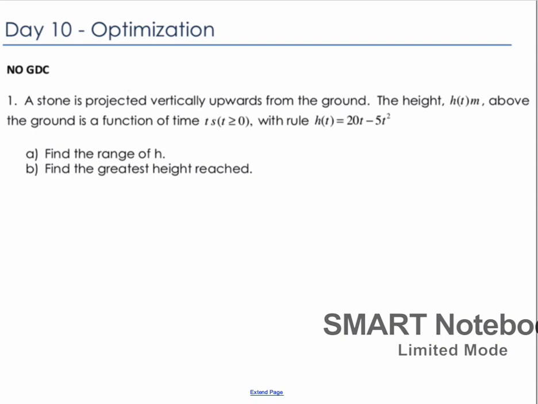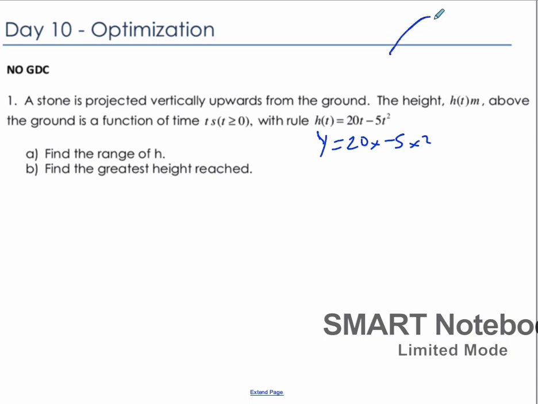Okay, so in this first example, a stone is projected upwards from the ground. The height above the ground is given by this formula right here. This is like a quadratic. It is very similar to y equals 20x minus 5x squared. Instead of x, we have t for time and h for height. So it is a quadratic.